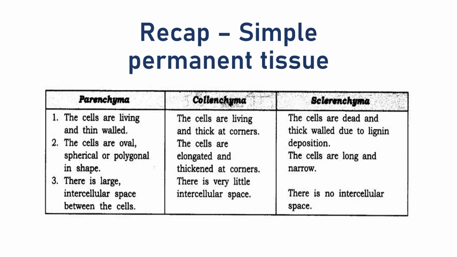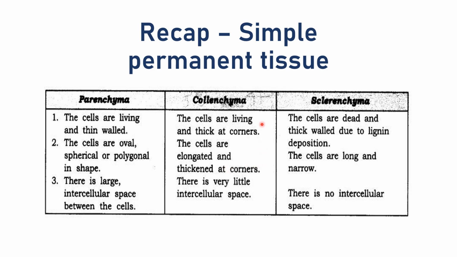Now let's have a recap which shows a basic difference between the parenchyma, collenchyma and sclerenchyma. These are the simple permanent tissue, right? Parenchyma, these are living cells. Collenchyma, living cells. Sclerenchyma, dead cells, right? Then parenchyma, what is the speciality in the structure of parenchyma? These cells are oval, spherical or polygon in shape, right? And then in collenchyma, we have seen that they are elongated, they are thickened at the corner, and they have very little intercellular space.